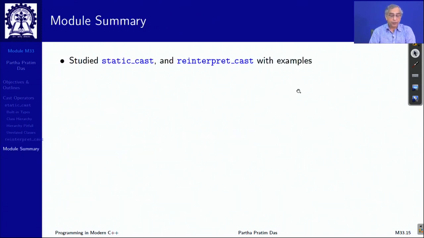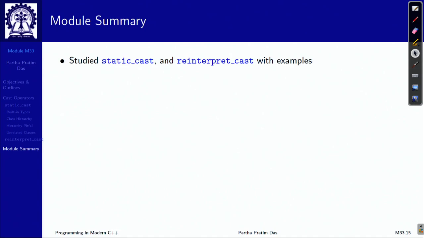So, in this module we have studied static cast with all its different nuances. Particularly, we have taken a look at user defined cast operators in terms of the single parameter constructor, as well as the user defined cast operator type, and we have seen how reinterpret cast can be used in the specific context of type erasing and redefinition.